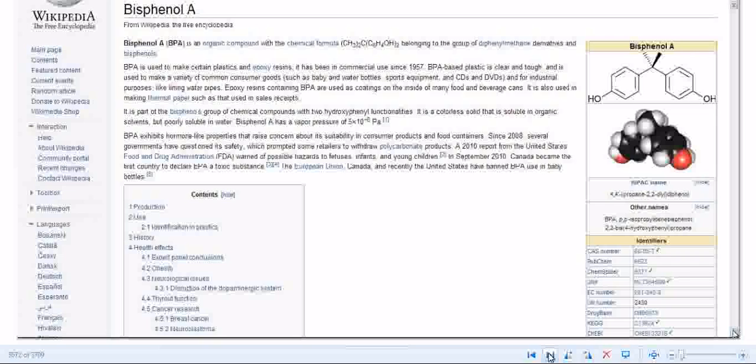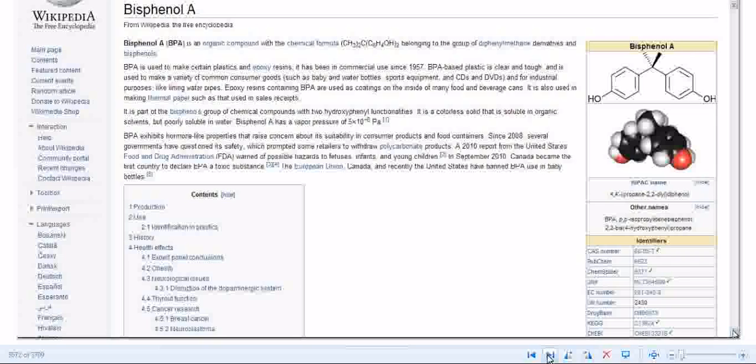BPA-based plastic is clear and tough. They use this in water bottles, baby bottles, plastic liners inside of cans that we get our food from. We have been being poisoned by this stuff since 1957. This is some bad stuff, people. Some bad stuff. BPA exhibits hormone-like properties that raise concerns about its suitability in consumer products and food containers. You think?